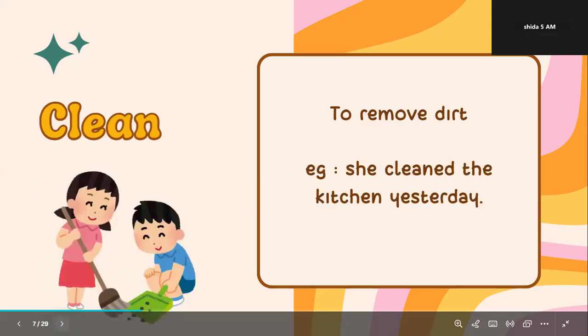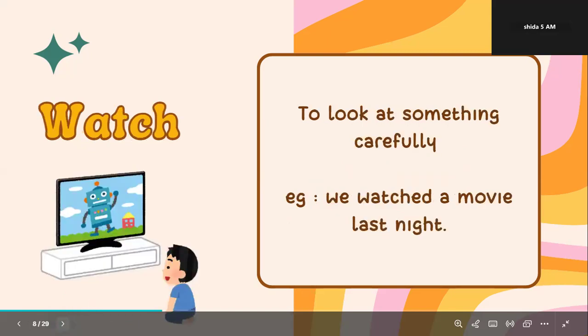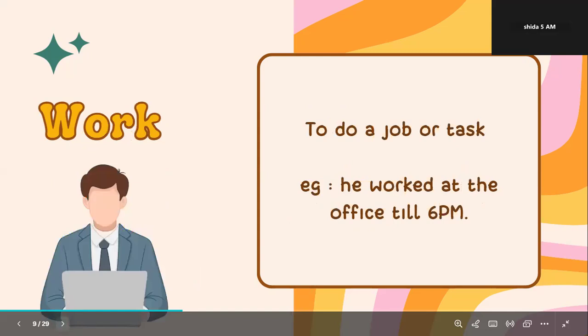Next one is clean, to remove dirt. She cleaned the kitchen yesterday. Watch, to look at something carefully. We watched a movie last night. Work, to do a job or task. He worked at the office till 6 p.m.